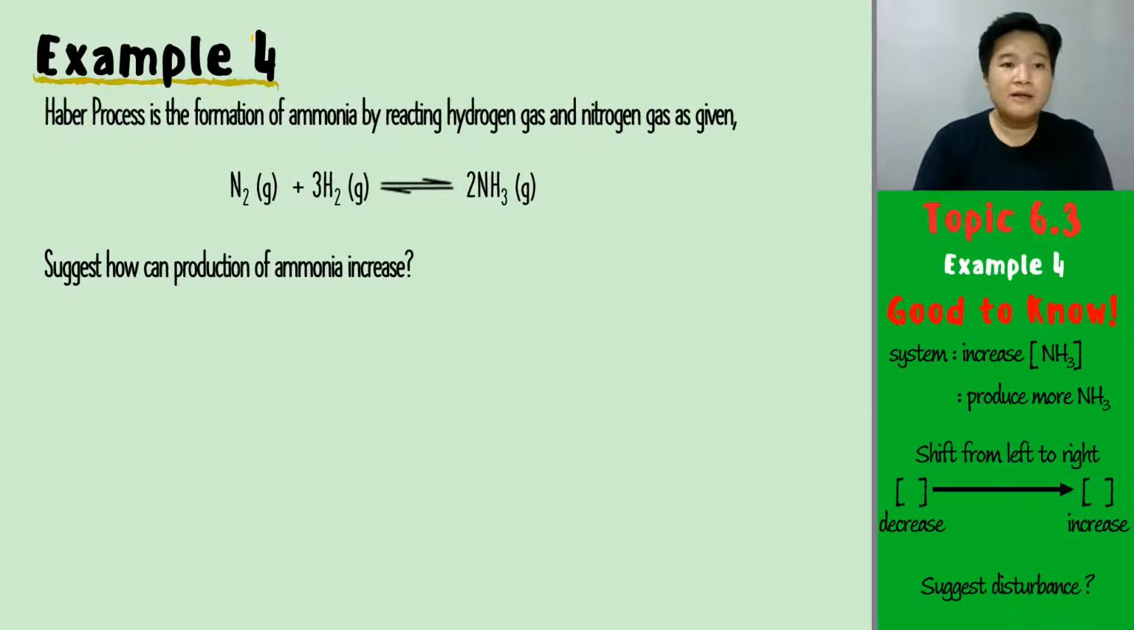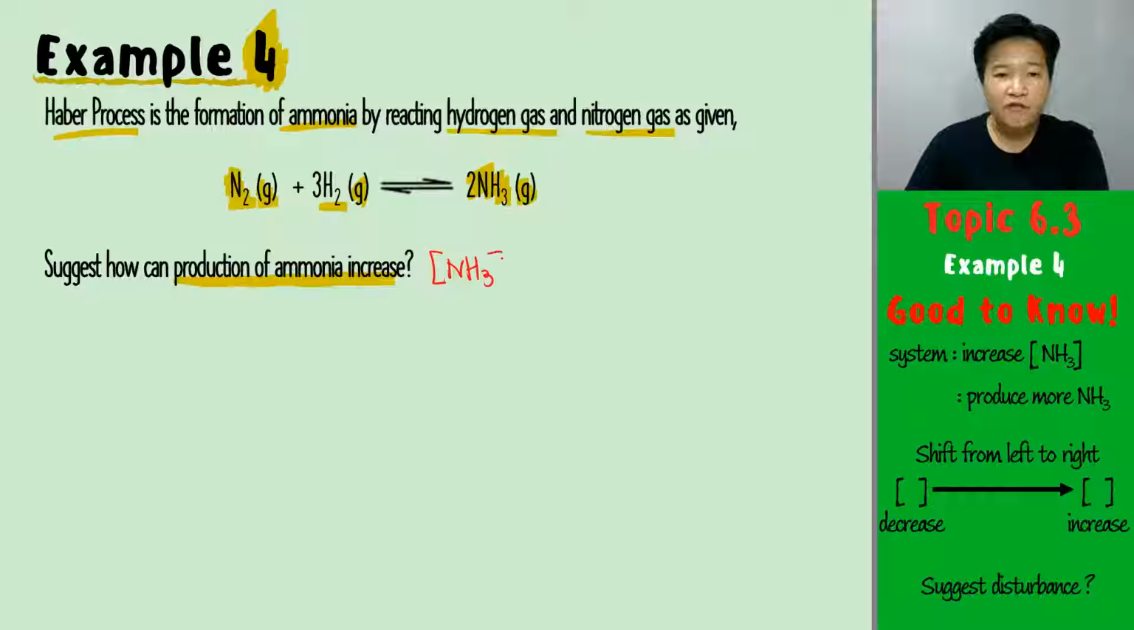Okay? One more last example for this video. Haber process is the formation of ammonia, that is my ammonia, in gas by reacting hydrogen gas and nitrogen gas as given. You have your nitrogen gas in gas, your hydrogen gas also in gas. Perfect. Slightly different question over here. The question is asking you, suggest how can production of ammonia increase? Okay, so we want to increase the concentration of ammonia.